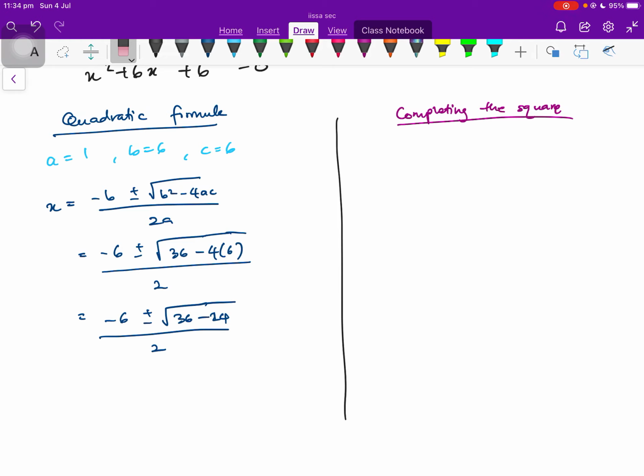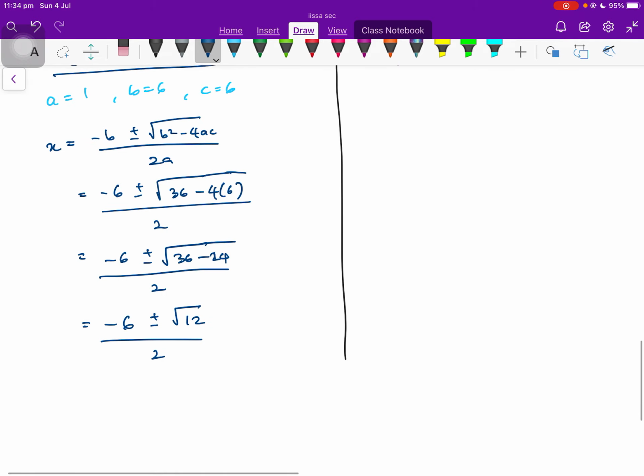So from here, we already know that that is negative 6 plus or minus square root of 12 over 2, which means I can actually simplify this equation. I'm doing some magic here, but trust me, just use a calculator and round your answers to the nearest two decimal points, and you'll get the same answer. Basically, this is going to be negative 6 plus or minus, now this is the magic part I'm going to do here, 2 square root of 3 over 2.